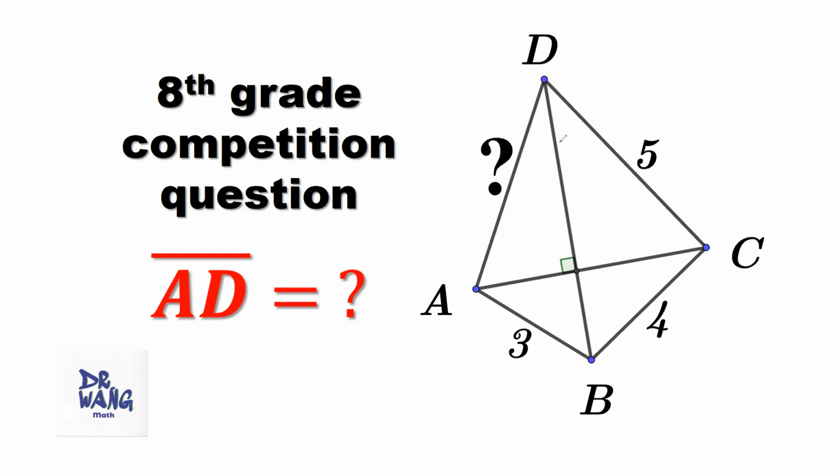Here is the question. Here is the given quadrilateral. Now, side AB is 3, side BC is 4, side CD is 5. We want to find what is the length of AD. How to find?